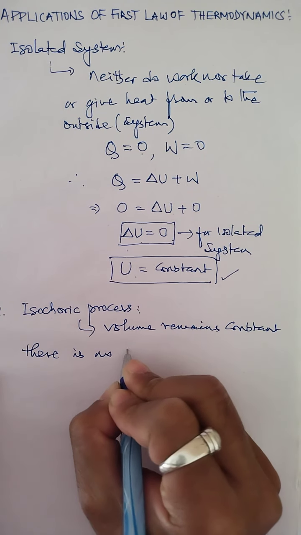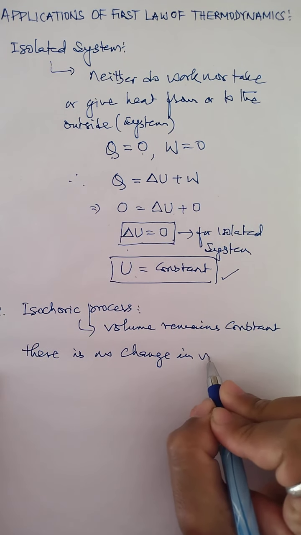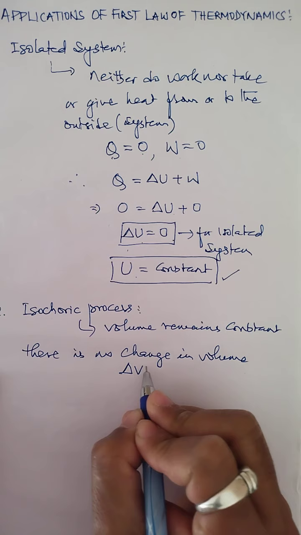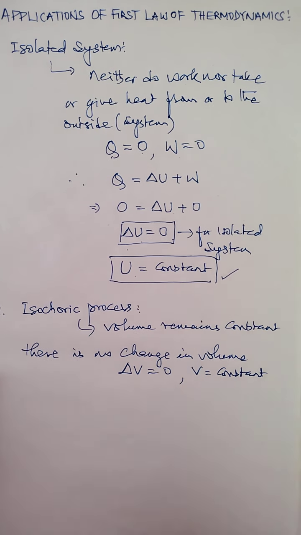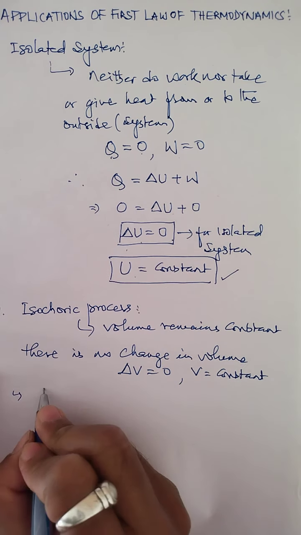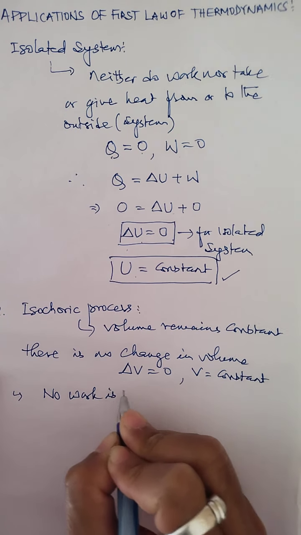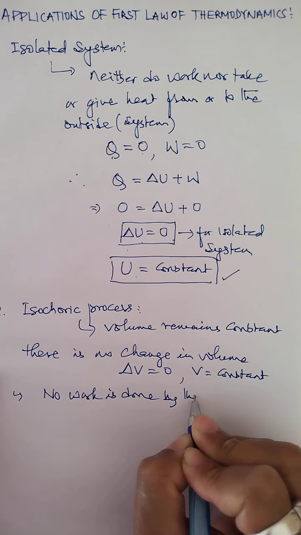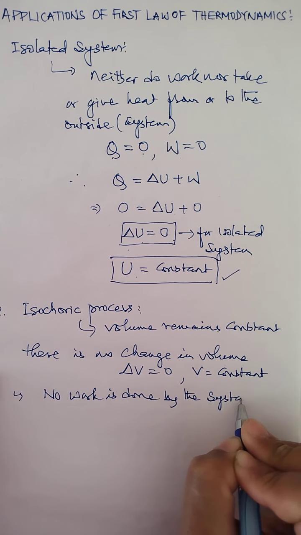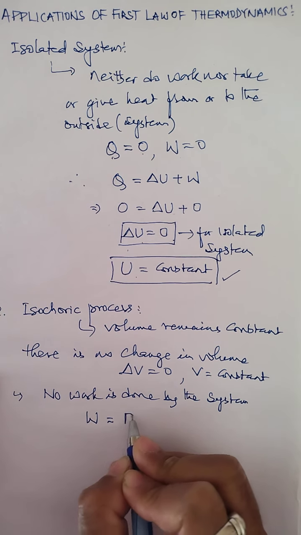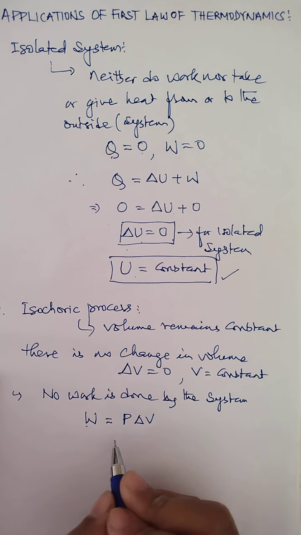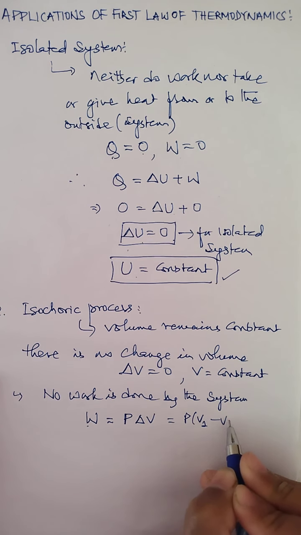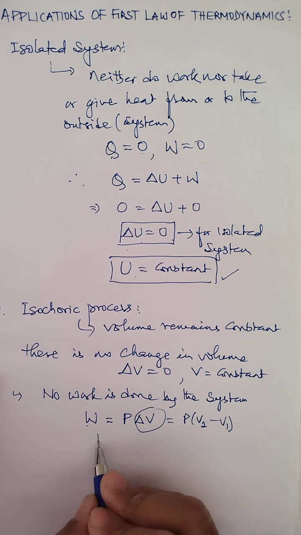There is no change in volume, so delta V becomes 0, that's why V remains constant, and such a process is called an isochoric process. When there is no change in volume, definitely no work is done by the system. So remember children, in this process no work is done by the system. And you know why? Because work done by the system is given by P delta V. We have derived the expression W equals P delta V, or we can write it as P times V2 minus V1. The change in volume is 0, that means work done is also 0.